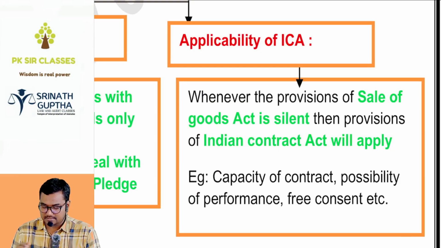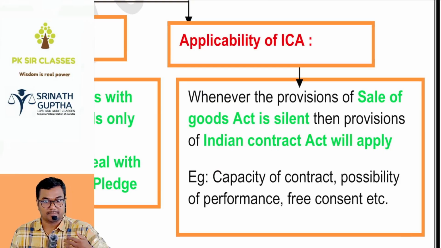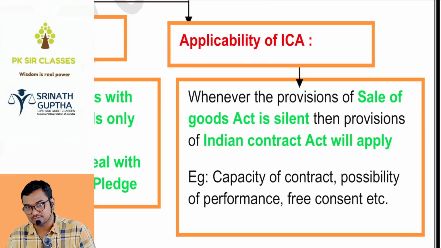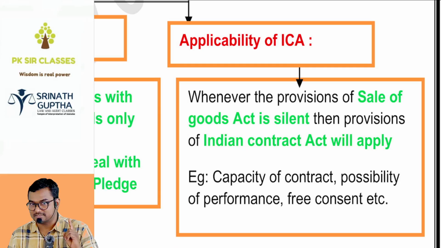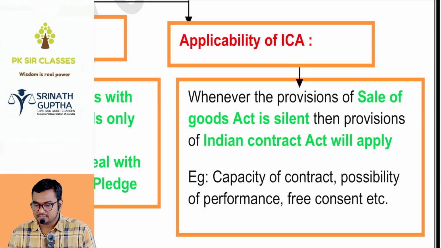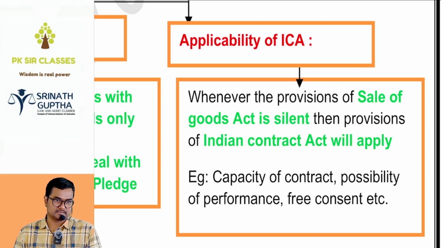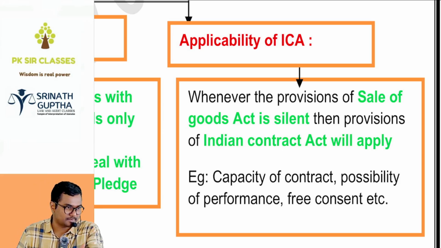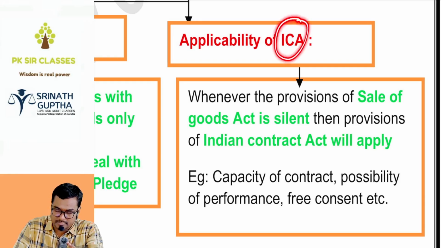Applicability of the Indian Contract Act. We will apply the Indian Contract Act to SOGA also. Whenever the provisions of the Sales of Goods Act are silent, the provisions of the Indian Contract Act will be applicable. For example, Section 4 of the Sales of Goods Act explains that to enter into a contract of sale there must be goods. Which kind of goods? The Act is silent, so the Indian Contract Act explains the goods must be lawful goods.